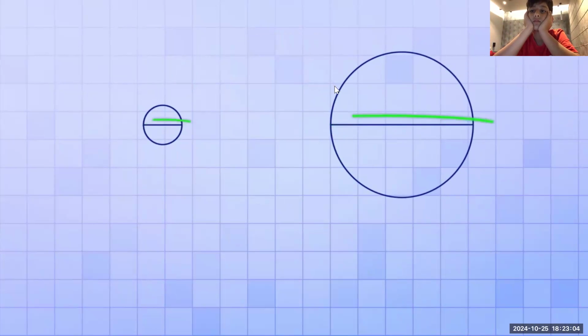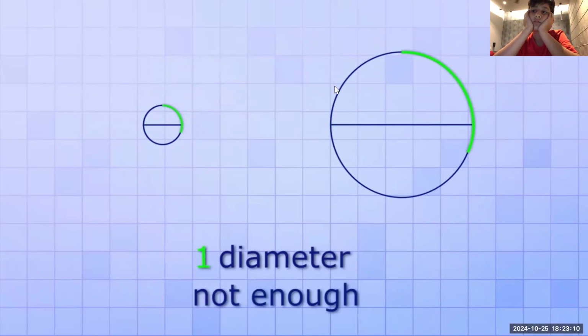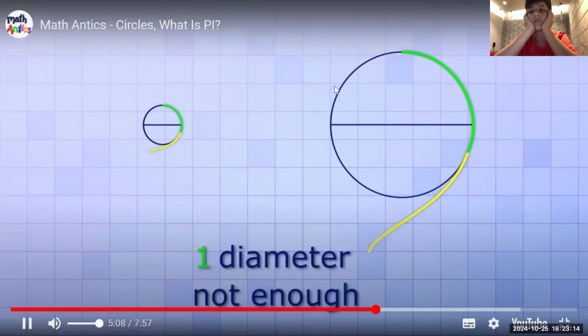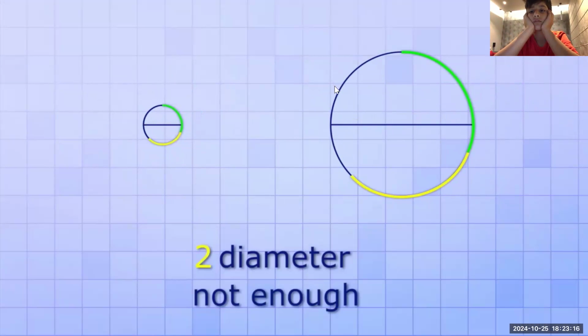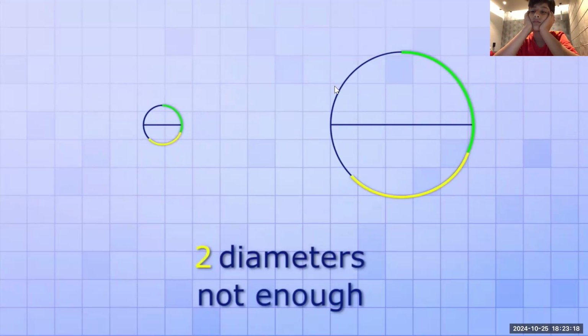So for each circle, if we start at the top and wrap the diameter around the circumference, we see that one diameter is not enough to go all the way around. So let's get another diameter and keep going where the first diameter stopped. Two diameters still isn't enough to go all the way around.